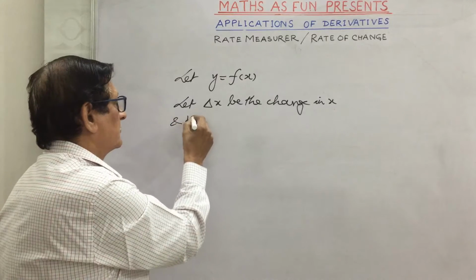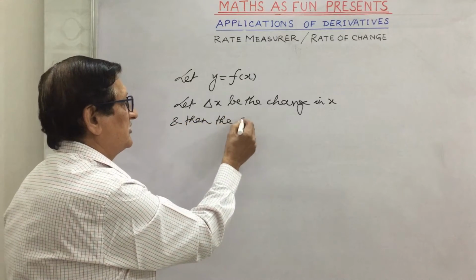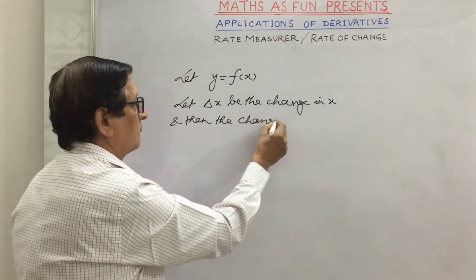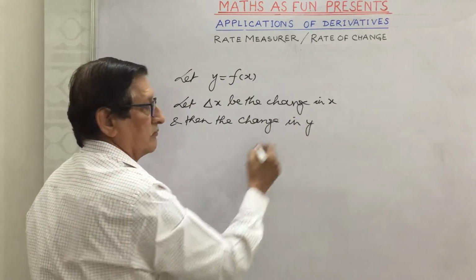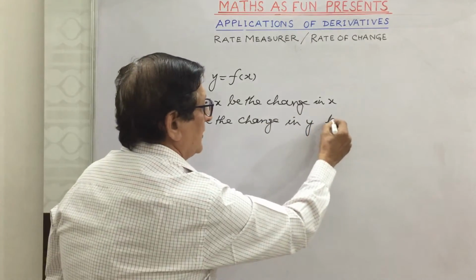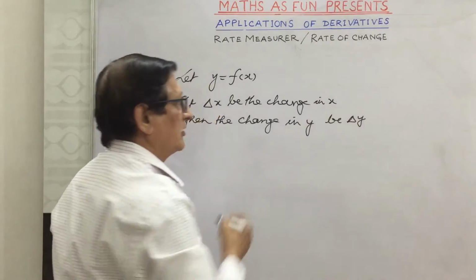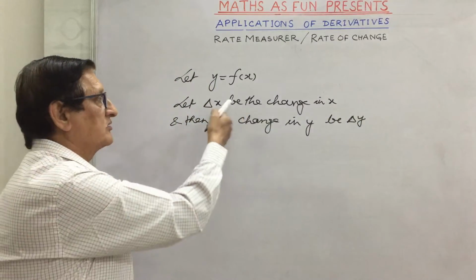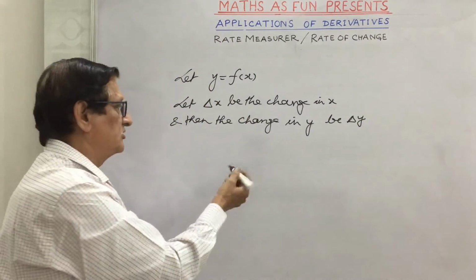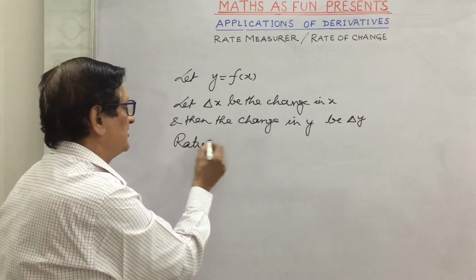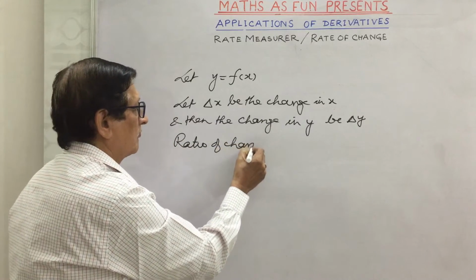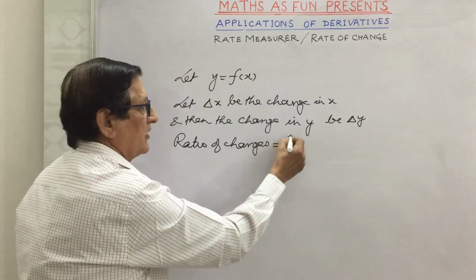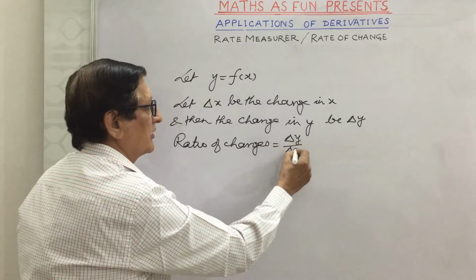And then let the change in y be delta y accordingly. Then what is the ratio of the changes? The ratio of changes will be given by delta y upon delta x.